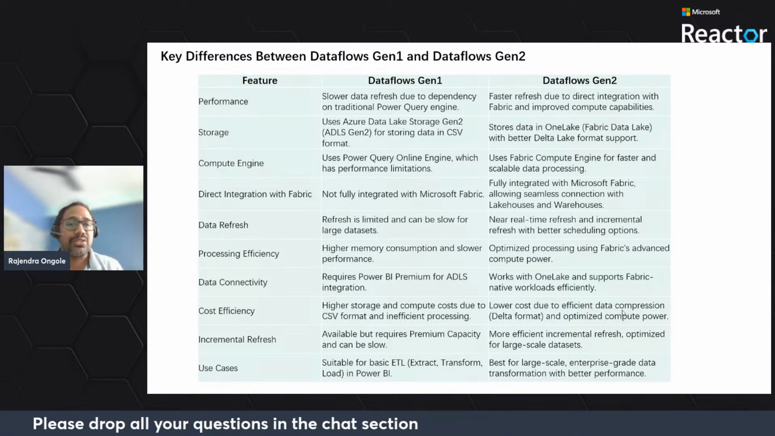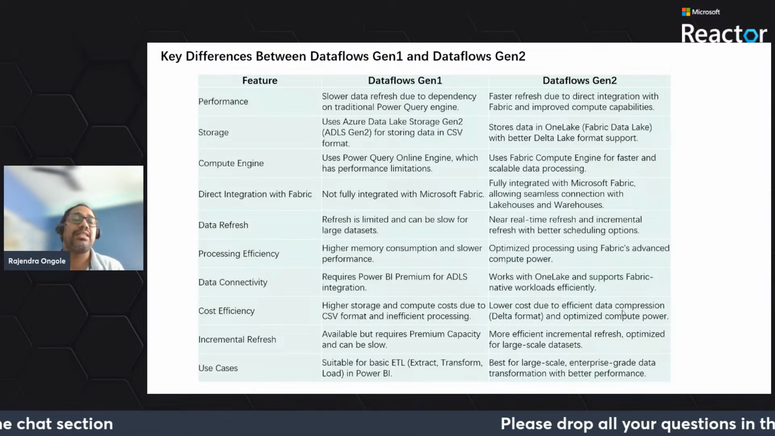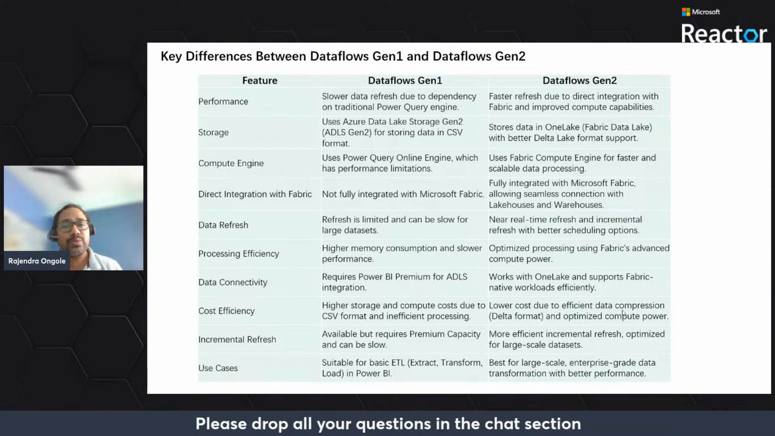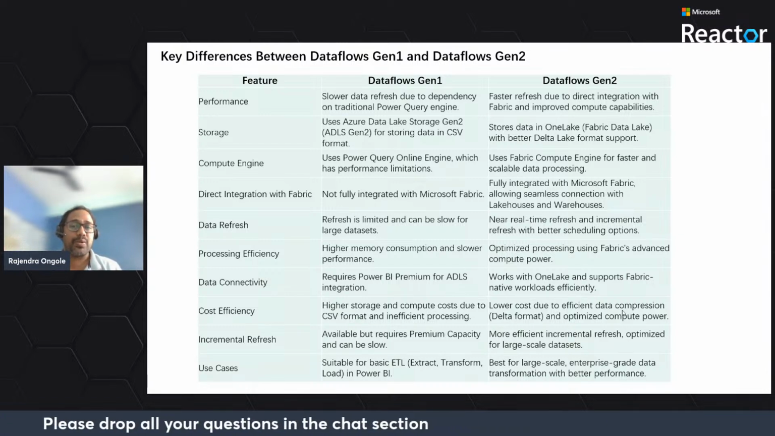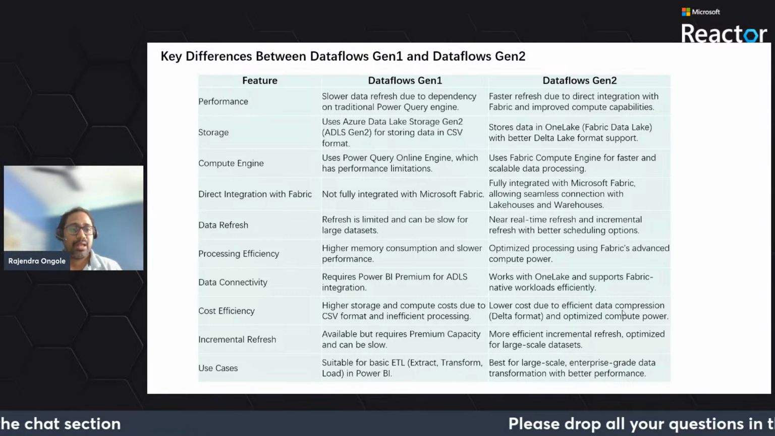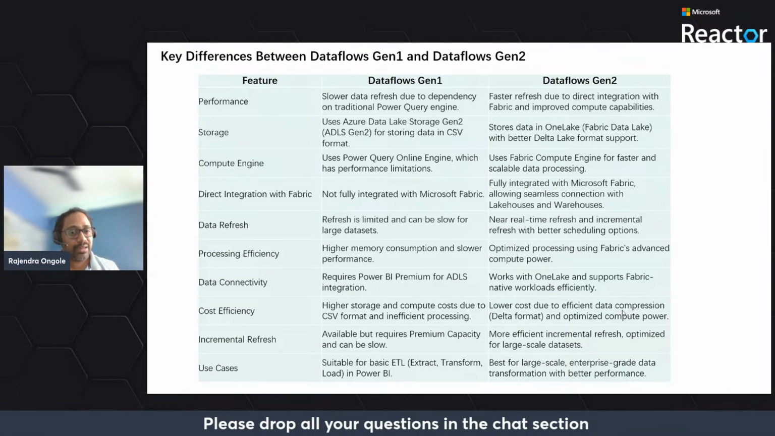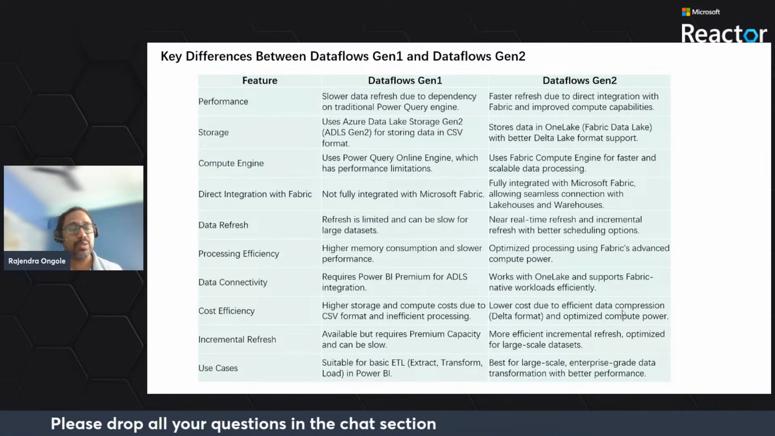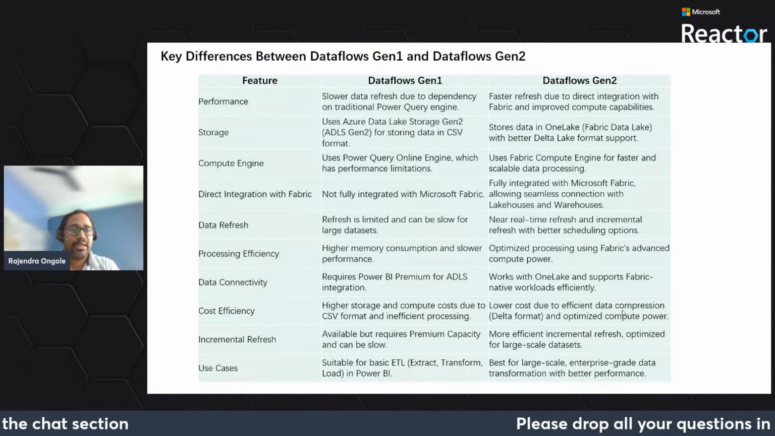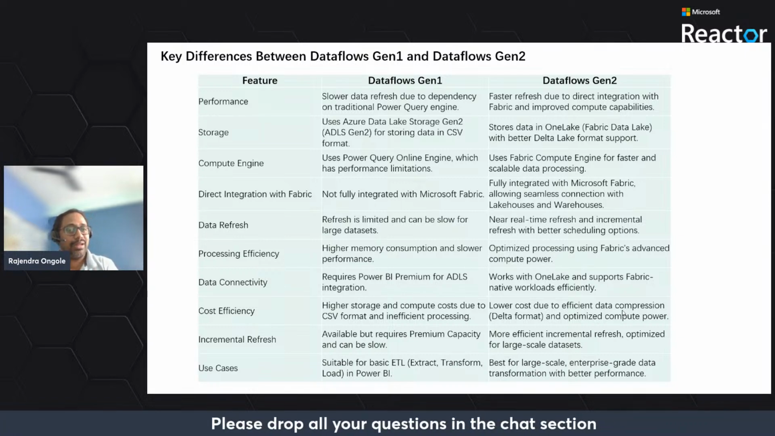Coming to the compute engine, in Gen1 it executes in the Power Query online editor and has performance limitations. Gen2 is faster, the data processing is faster, and the compute engine runs on the Fabric compute engine. Like that, if you look at the first column of features, I have added refresh. Refreshing is limited and slow compared to Gen2. And here, a very important thing is that currently we are moving in the data world. Data is not very small or something.